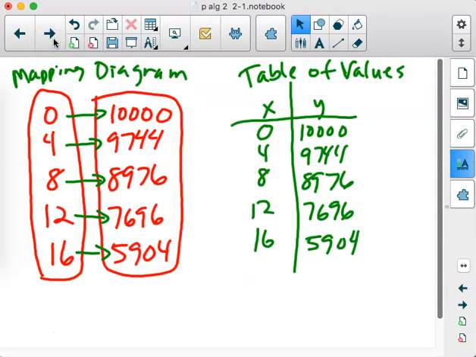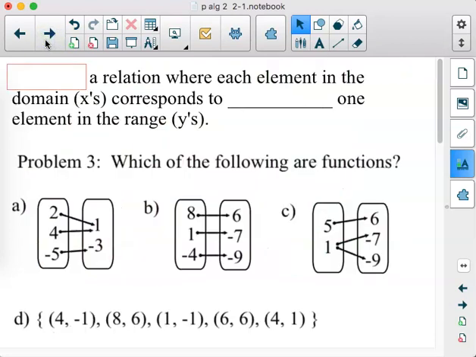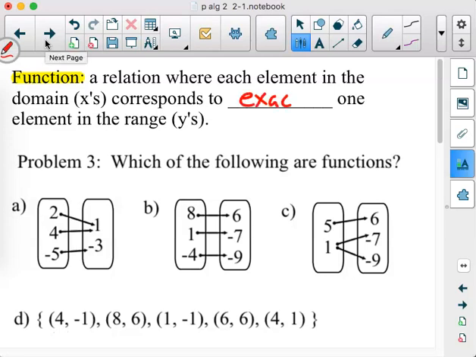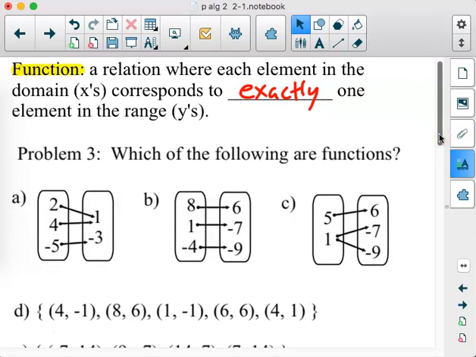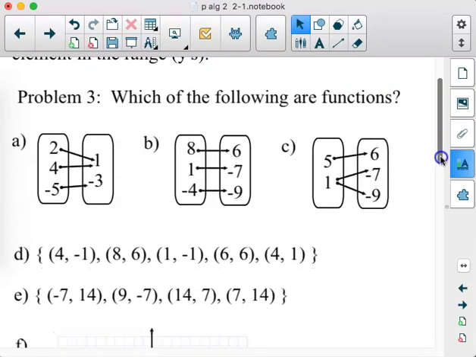Now, this says blank is a relation where each element in the domain, the x's, corresponds to blank, one element in the range, y's. These are special. This is not just a relation. This is called a function. So functions are special because for every x in the domain, there is exactly one y. For every input, there's exactly one output. So what I have to do is go through these mapping diagrams and ask myself, for every input, is there exactly one output?